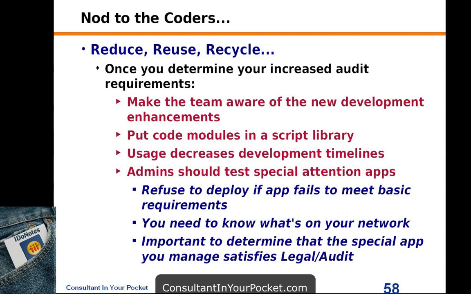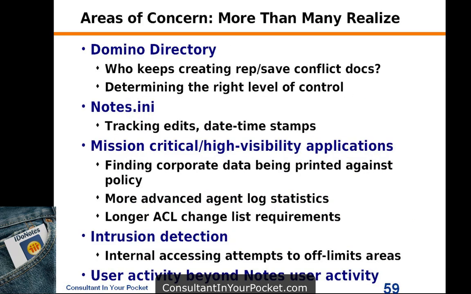And you need to know, as an administrator, what's on your network. So if you have an application that requires special encryption or increased ACL capabilities, you know what's out there, and you can then state emphatically to your auditors and legal that, yeah, you're doing that. It's out there. You've tested it, and you've verified it. And it's important, again, that everything you do works well with legal and audit.